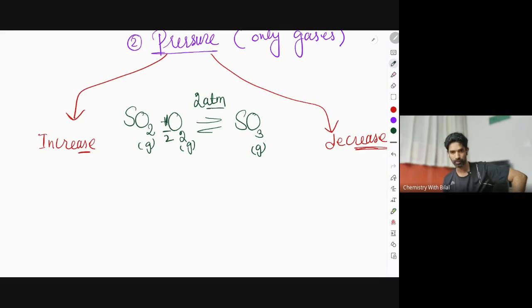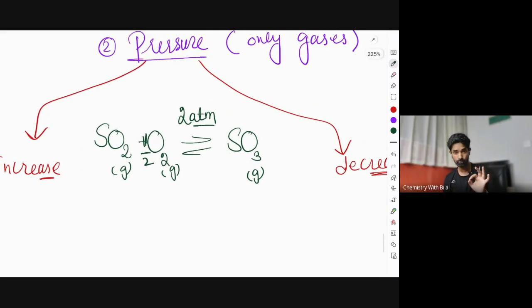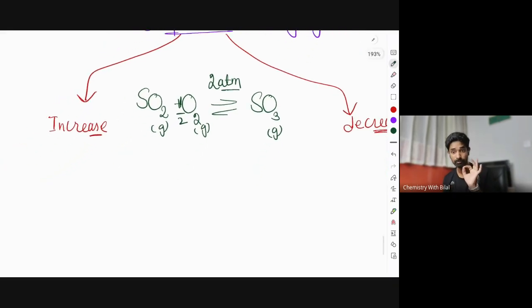Atm is a unit of pressure, like degrees for temperature and centimeters for length. Atm is a unit for pressure. So whenever you increase the pressure, the equilibrium goes to that side where we have less number of moles of the gas. Less moles of the gas.